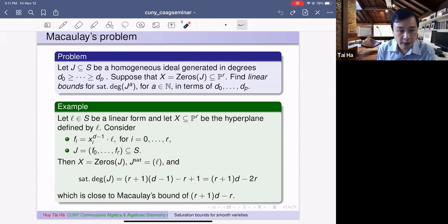And it's not very hard to compute the saturation degree of J. It is going to be (r+1)(d-2r). If we look at the Macaulay bounds, the bound should have been (r+1)(d-r). So yes, it is sort of close enough to the Macaulay bound. So one can hope that there are some linear bounds for the saturation degree of powers of J.